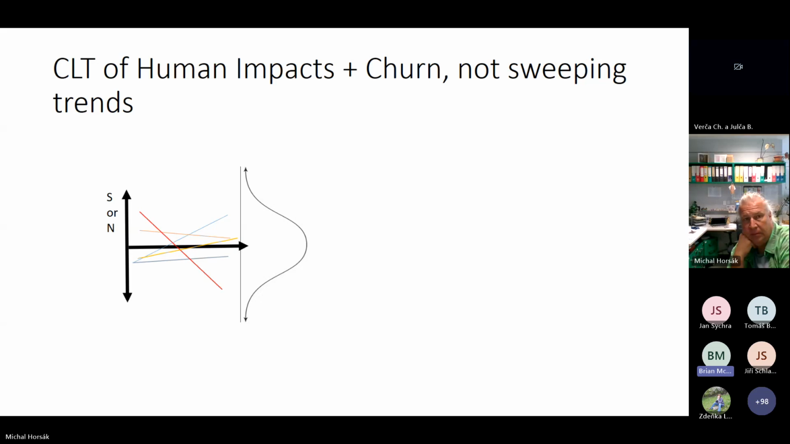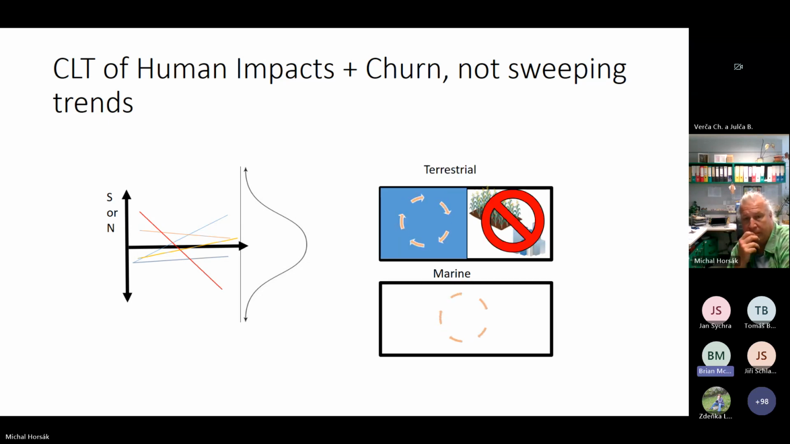So net, we seem to have this pattern of increases and decreases that balance each other out and show almost like a central limit theorem of human impacts. And the main effect is churn.